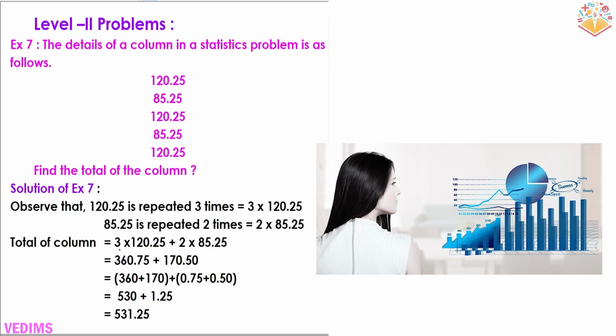If you multiply, 120 threes are 360, 0.25 threes are 0.75. 85 twos are 170, 0.25 twos are 0.50 in the decimal part. Add the whole number part and decimal part separately. You get 360 plus 170 plus 0.75 plus 0.50, like you learnt in the previous class. 360 plus 170 comes out to be 530. 0.75 plus 0.50 is 1.25. 5 plus 7 is 12, carry 1, take it to 1.25. Final answer will be 531.25. Observe how multiplication is applied.